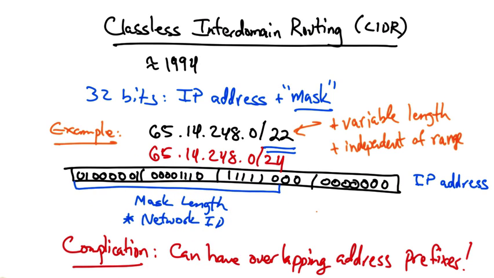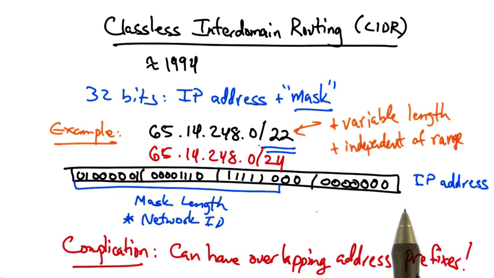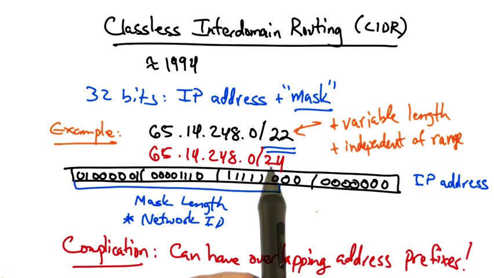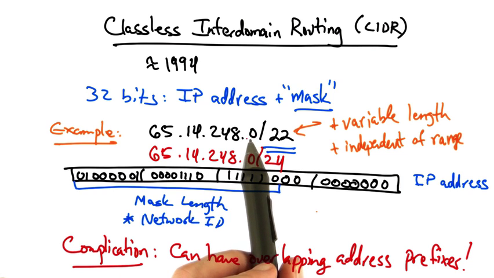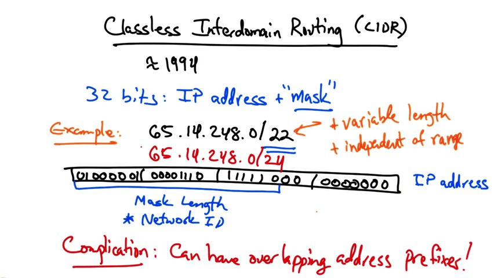For example, 65.14.248.0/24 overlaps with 65.14.248.0/22. The red prefix is actually a subset of the black one. So supposing these two entries both show up in an internet routing table, what are we supposed to do?